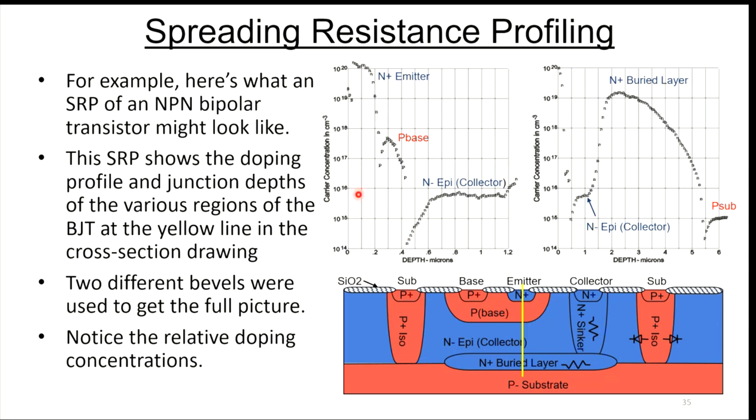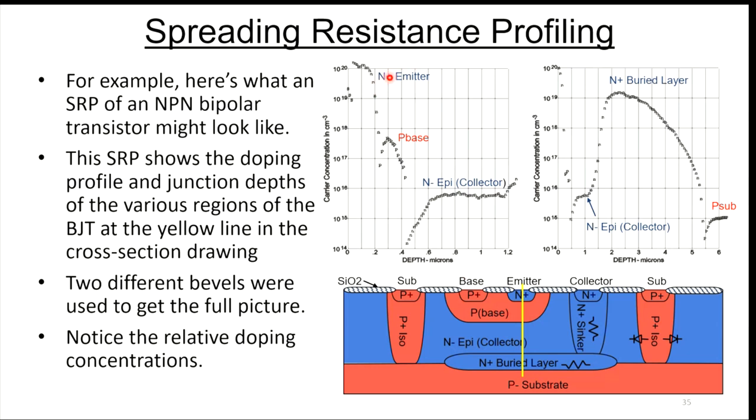SRP stands for spreading resistance profile, of an NPN bipolar transistor. Here is a cross-section of a bipolar transistor. This SRP is right where I've drawn this yellow line here, so it's right down through the emitter, base, collector, buried layer. And what this is showing you is concentration on the y-axis and depth in microns on the x-axis.